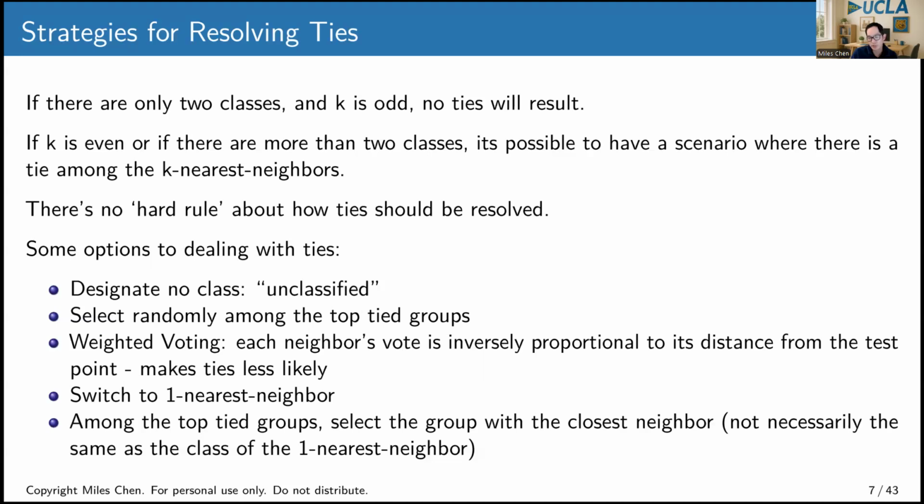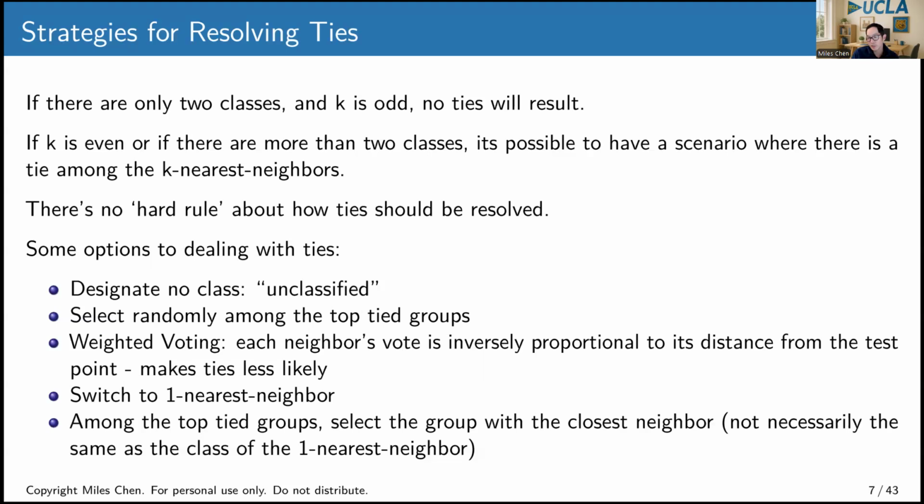And so here are a few different strategies or ideas. Okay. One is you just say, hey, this data point, we don't know how to classify, and you just leave it as unclassified. Okay. And then another is you just select randomly among the top tied groups.